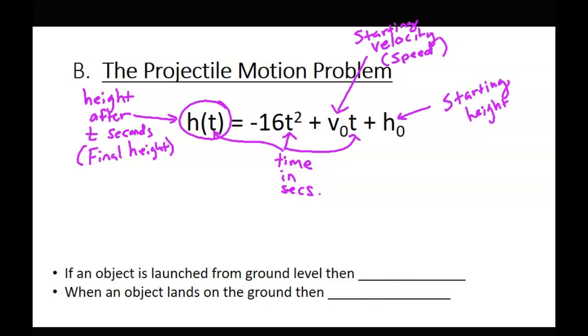Now, there's one mystery number up here. You don't need to label it, but I'll tell you what it is. That negative 16, it's always going to be there.